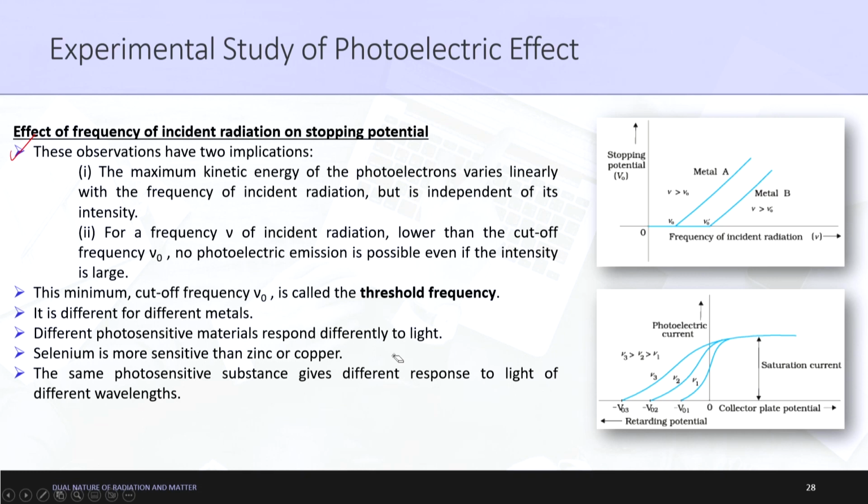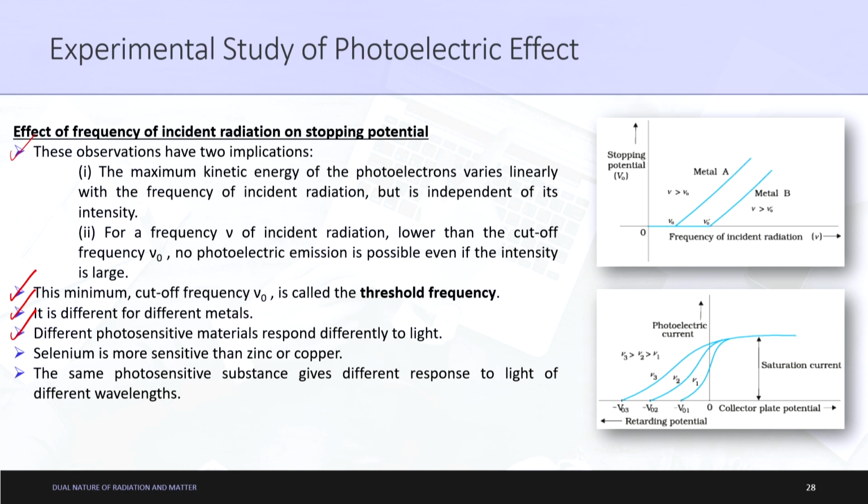This was also explained in the last lecture, lecture 1, and is being explained again here. The threshold frequency is different for different metals, quite evident. Different photosensitive materials respond differently to light, as you can see. For metal A this is the graph, for metal B this is the graph. So for different metals the graph is different, that is, they are sensitive differently to ultraviolet light or visible light being incident upon them.